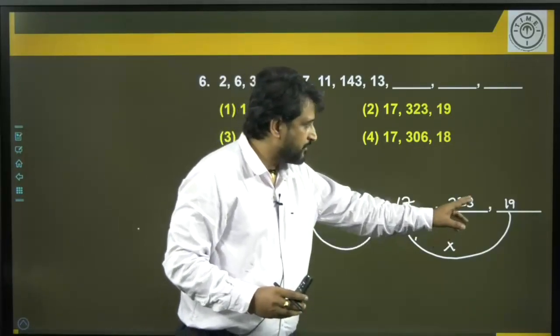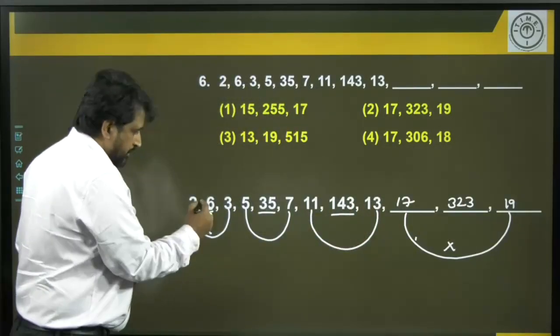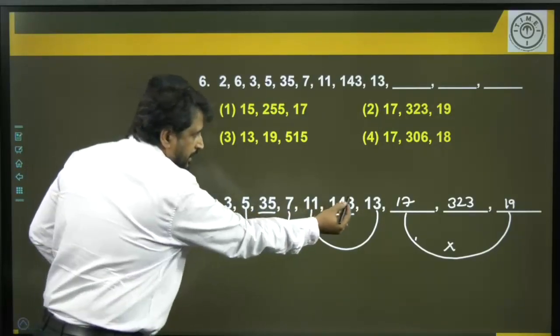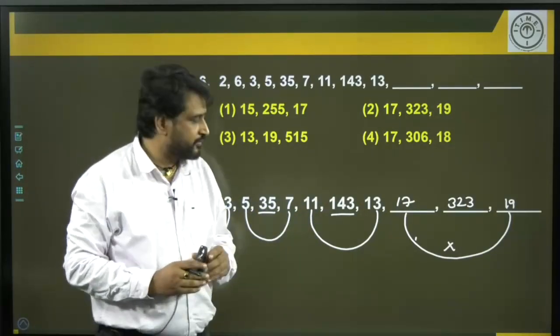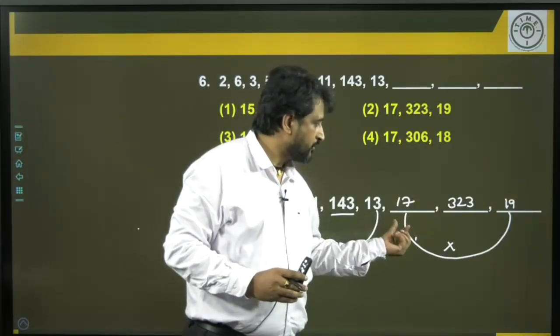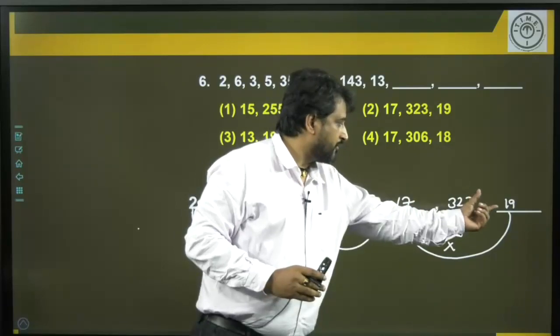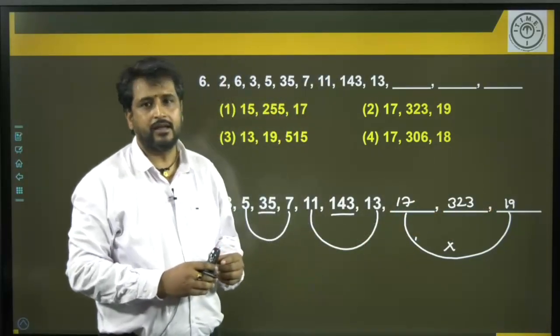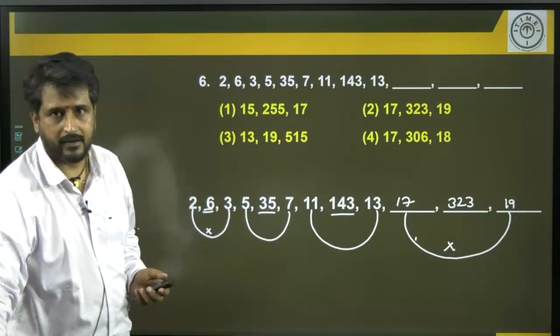To find the next three numbers, you need to identify the pattern. 2, 3, 5, 7, 11, 13 are consecutive prime numbers. So after 13, the prime numbers are 17 and 19, and the middle number is the product of those two numbers. So 17 into 19 is 323. Clear?